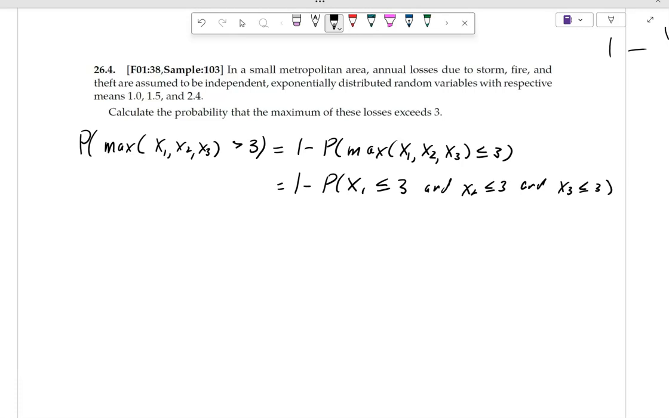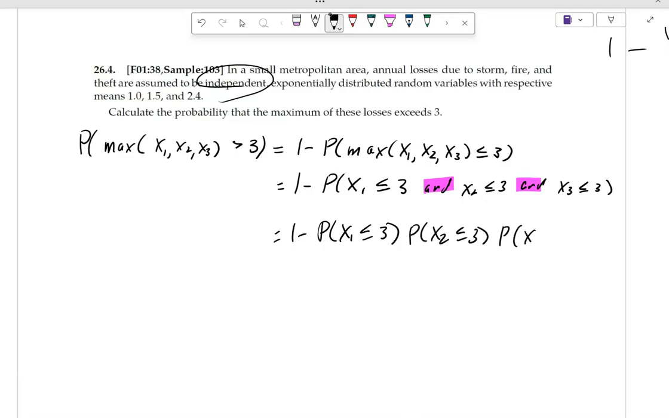The important word here is the "and," right? What are we assuming about the 3 different distributions? They're independent, right? So how can we break up that probability? Multiply, right? So that's the probability that x1 is less than or equal to 3 times that x2 is less than or equal to 3 times that x3 is less than or equal to 3.